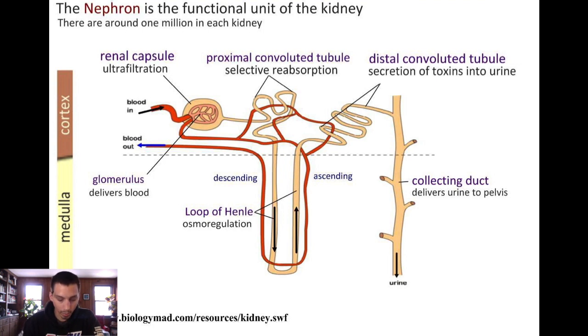From there, we have the proximal tubule, which is where selective reabsorption occurs. From there, we go to the loop of Henle, which is where we have osmoregulation taking place. From the loop of Henle, we come back up and we go to the distal convoluted tubule, which is where toxins are secreted into the urine. So they are removed from the blood and put into the urine.